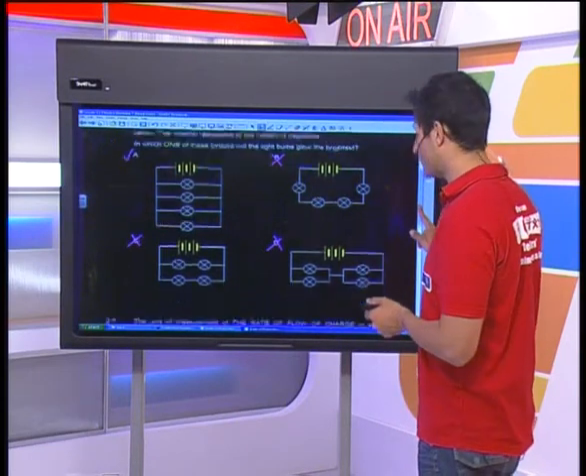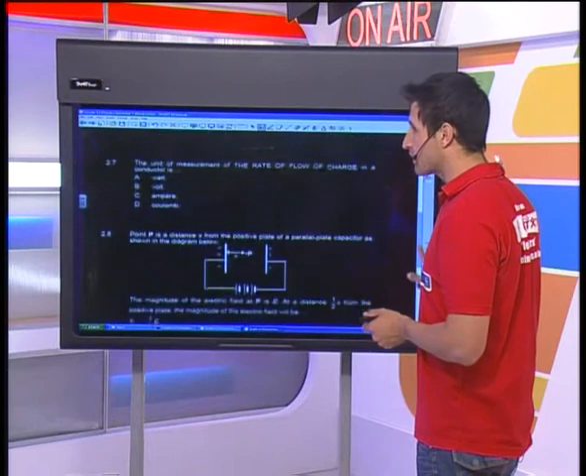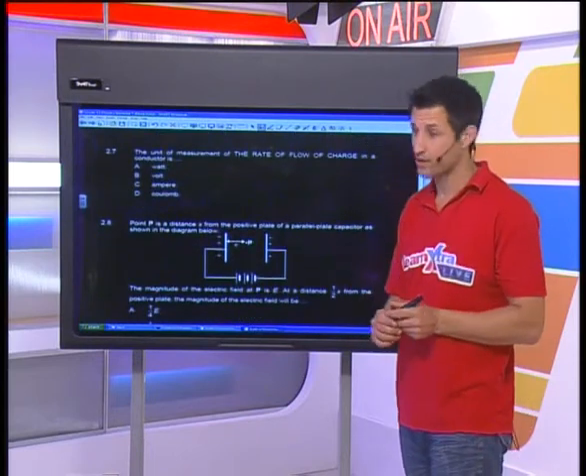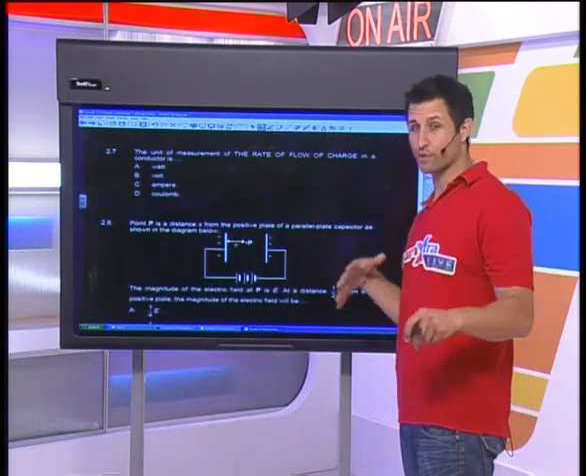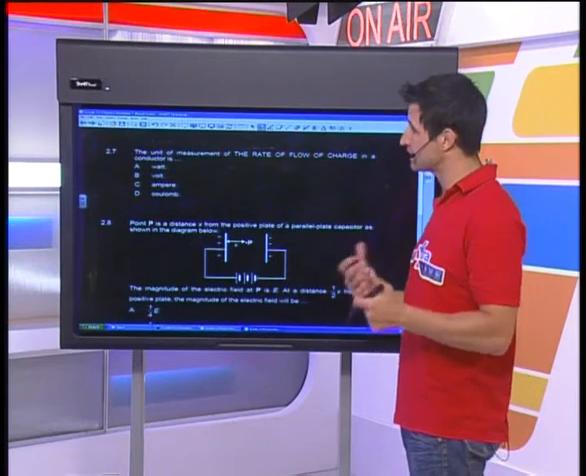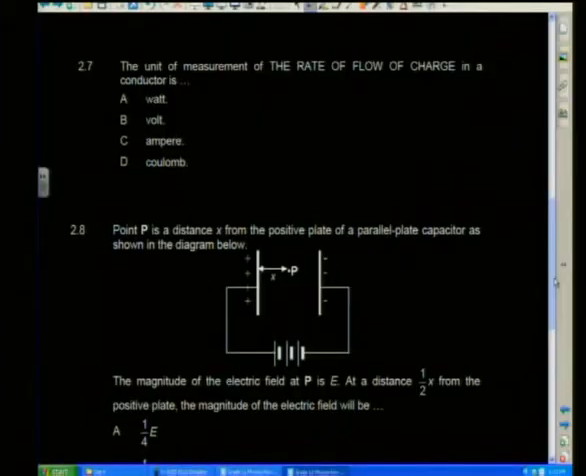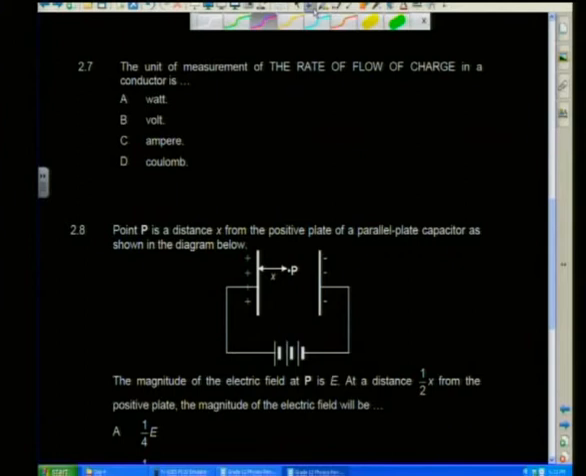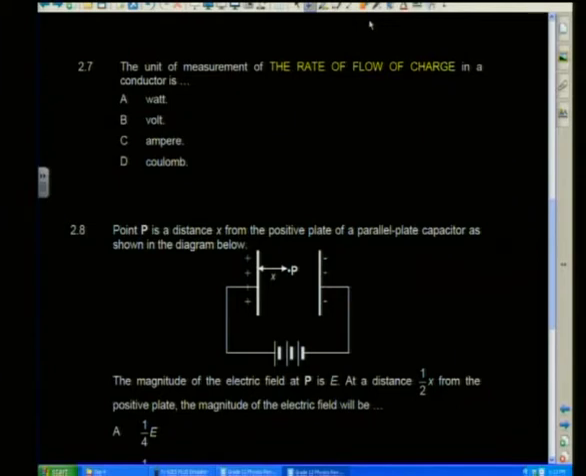Okay, so moving onwards. All right, here we go. A little bit of a definition one. 2.7. So if you're following with us, I'm hoping that you're checking answers, seeing how you're going. The unit of measurement of, okay, now let's just make sure that we're talking about the same thing. The rate of flow of charge, okay?